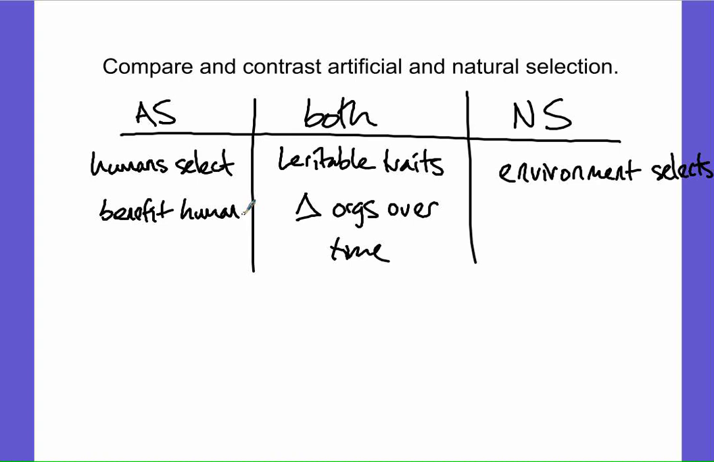So again, these traits in artificial selection specifically benefited us, whereas on the other side, natural selection, that trait would always benefit the organism itself. So again, there are some major differences, but because they are similar, because they both can change an organism over time, that's why artificial selection was so important for Darwin. He knew we could do it. He knew we could change organisms, but could nature do it? Could the environment do that?